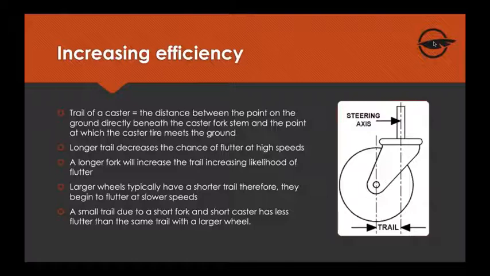Larger wheels typically have a shorter trail, a larger wheel, so they begin to flutter at slower speeds. So if you have grandma in the long-term care facility, even though she's not pushing, if someone's pushing her downhill or pushing really fast, you're going to see caster flutter. So it's not just limited to people going really high speeds, doing wheelies and things like that. A small trail due to a short fork and a short caster is going to flutter less than the same trail with a larger caster. Make sense? And again, we actually have a whole presentation just on caster flutter, so we're not going to go into great detail.